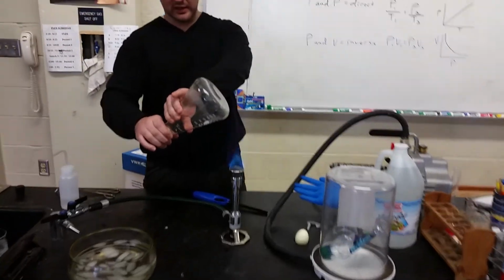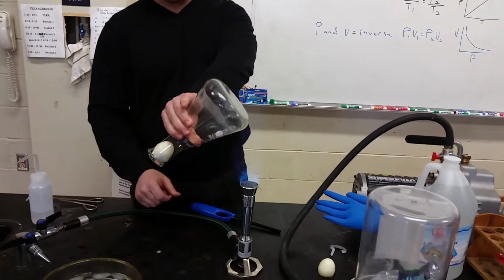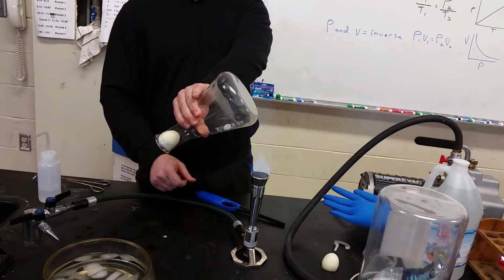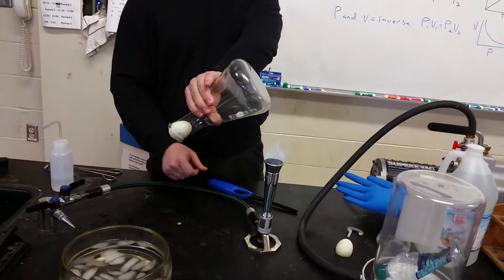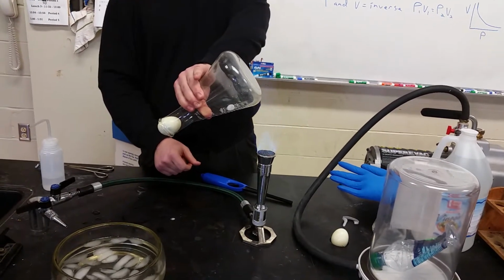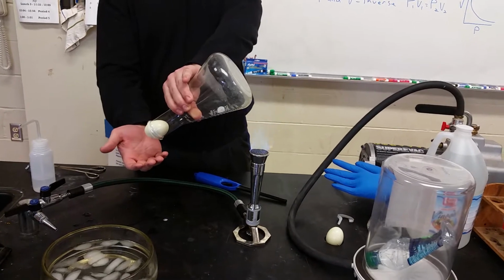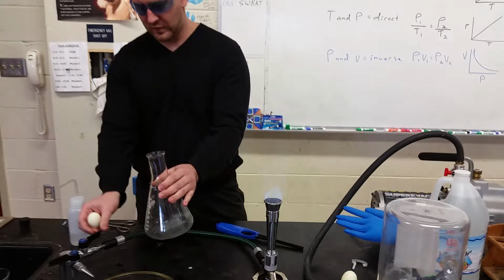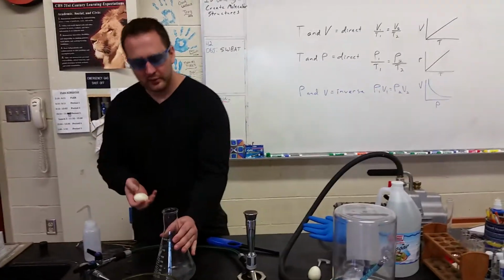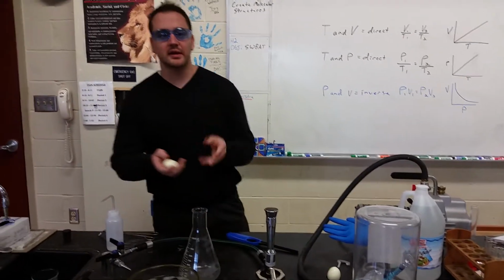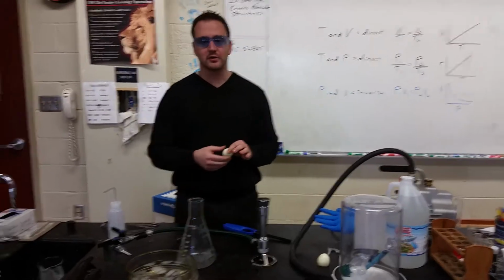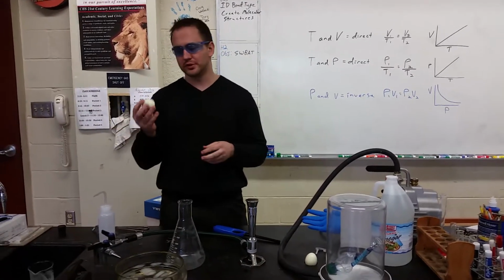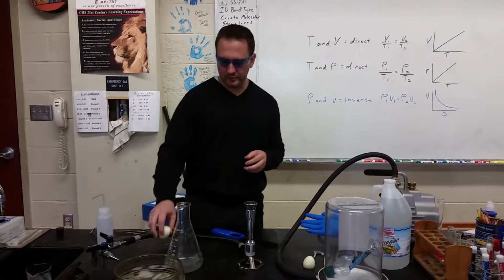You can see that the egg is working its way down the neck of the Erlenmeyer flask. And I will soon have it out. Okay. As you can see, the increased kinetic energy of the molecules of gas inside the Erlenmeyer flask were exerting enough force to overcome the atmospheric pressure pushing on the outside of the egg and allowed me to get the egg back.